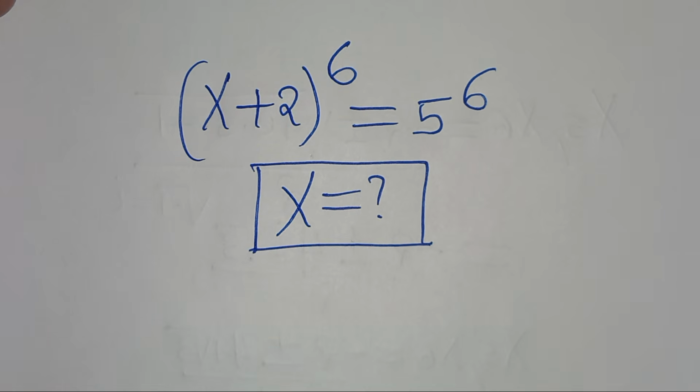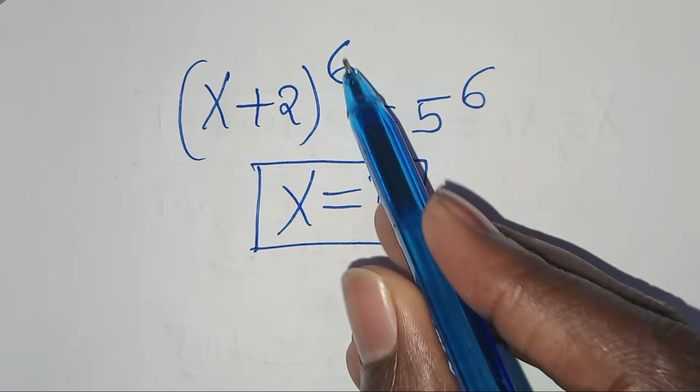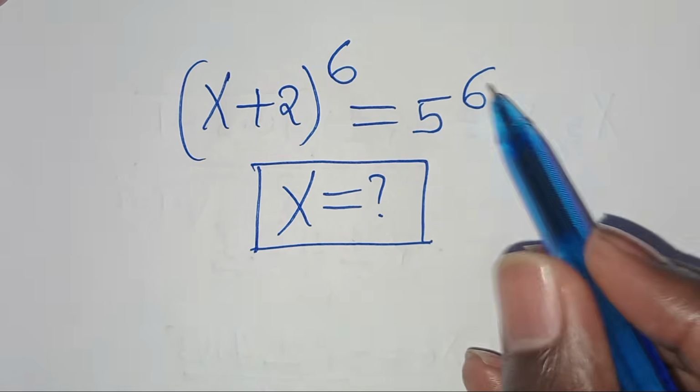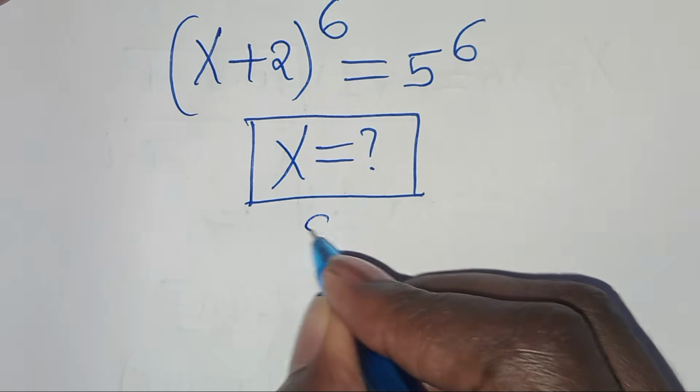Hello everyone, you're welcome to solve this nice algebra problem, which is (x+2)^6 equal to 5^6. So what are the values of x? Now let's provide a solution from here.